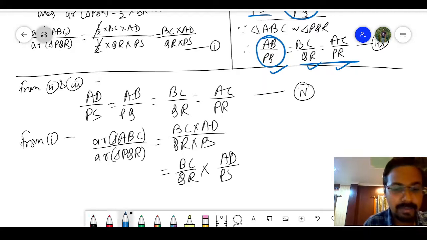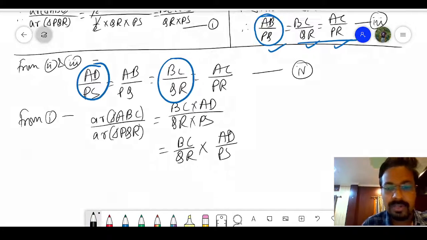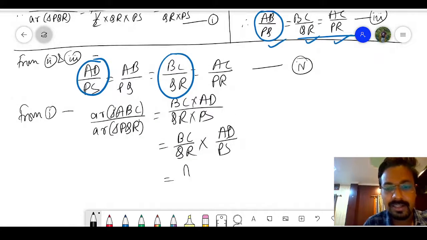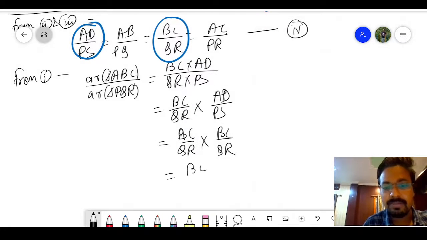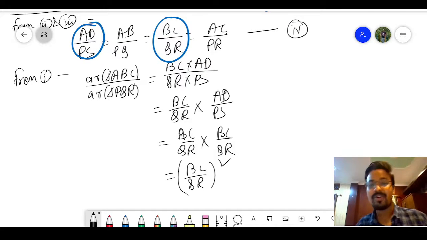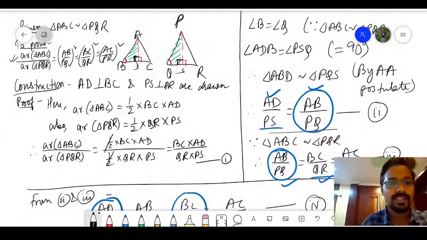Now see, from here AD by PS is also equal to BC by QR. So in place of AD by PS we can write BC by QR. Now what happens? This becomes BC by QR whole square. So one of them we have got. Look at what we have to prove. BC by QR, this part is now proven, right?